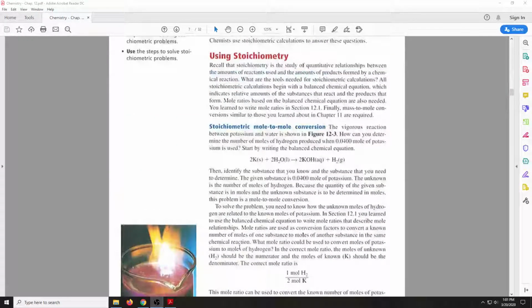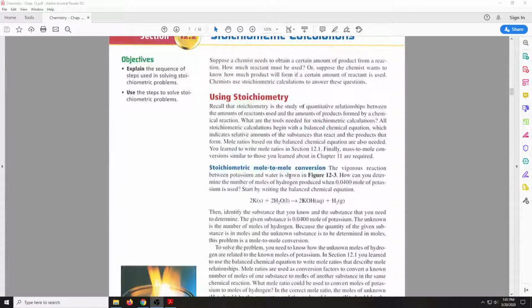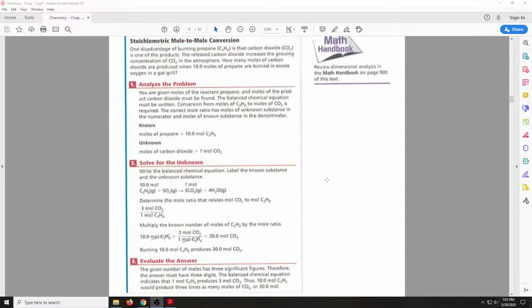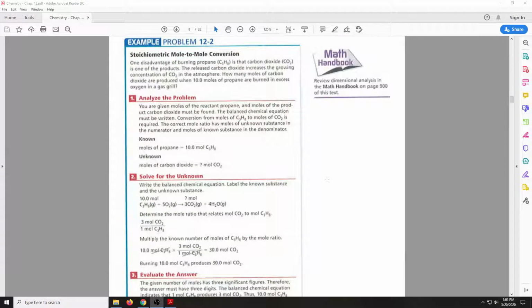Okay? And instead of reading through this, we're just going to jump into the first little example problem. How can we use this? It says, one disadvantage of burning propane is that carbon dioxide is one of the products. The released carbon dioxide increases the growing concentration of CO2 in the atmosphere. How many moles of carbon dioxide are produced when 10 moles of propane are burned in excess oxygen in a gas grill? So it's saying, let's start out with 10 moles of propane. How many moles of carbon dioxide do we end up with?